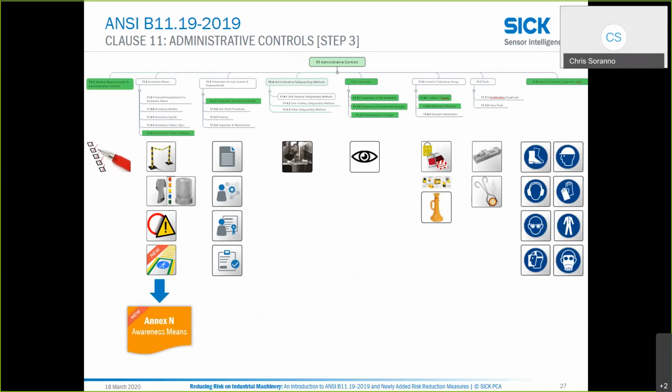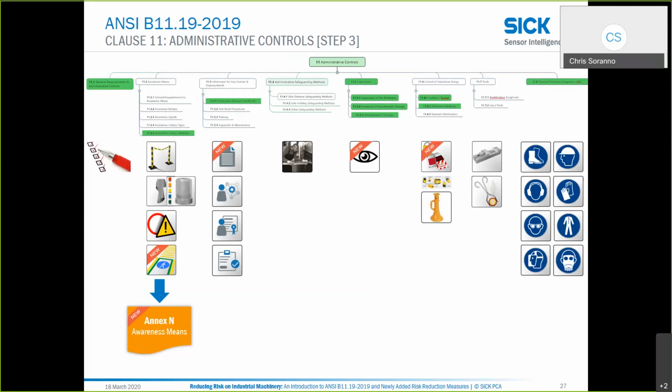The next clause is information for use, which also includes guidance on instruction manuals and handbooks and what they should contain to be useful to help train employees to reduce risk. There's much content now added for supervision in the workplace and how to prevent things like unauthorized changes and how to manage change in the workplace.